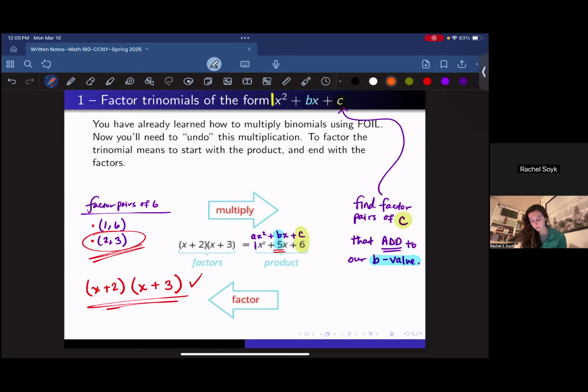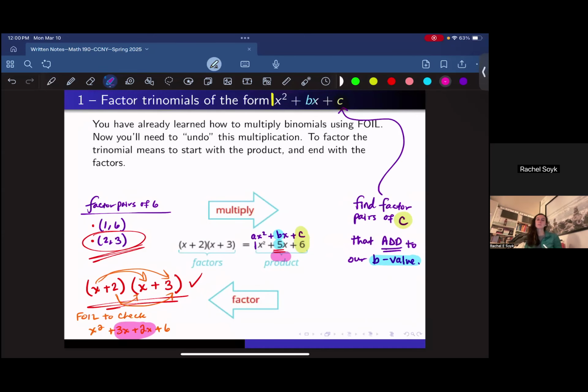So if we were to check this using FOIL, we have x times x gives you x squared. x times 3 is plus 3x. 2 times x gives you a plus 2x. And 2 times 3 gives you a plus 6. Combine the like terms in the middle. 3x plus 2x indeed gives you that 5x. And we're good.